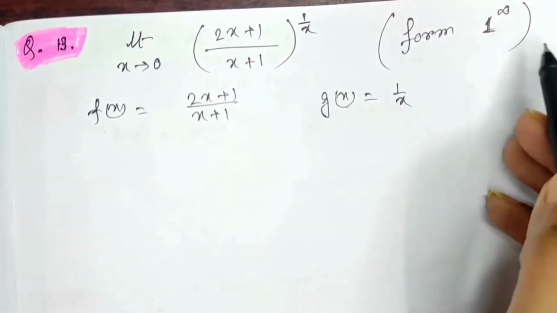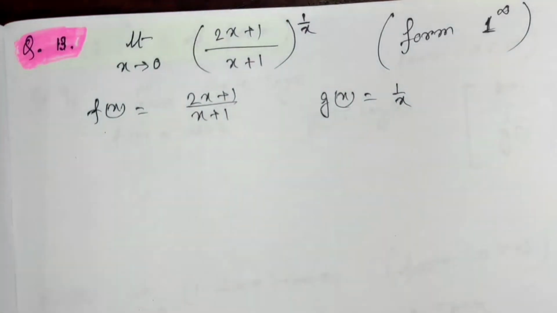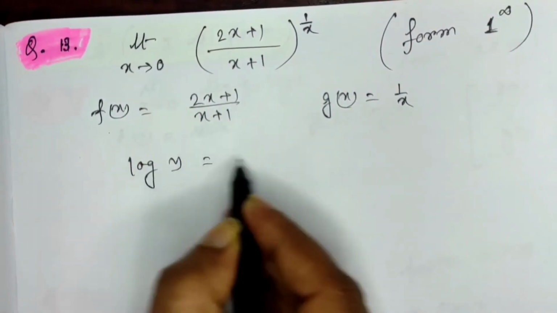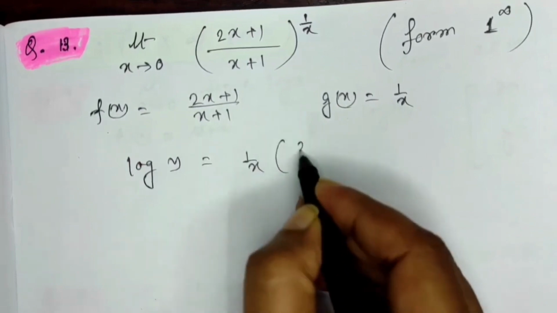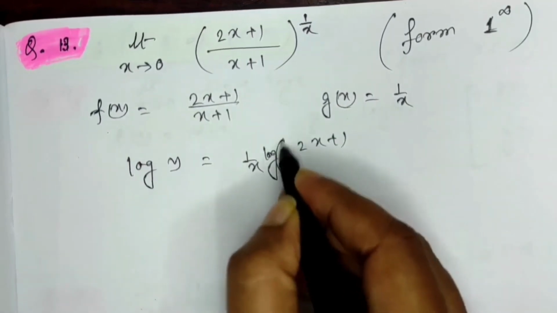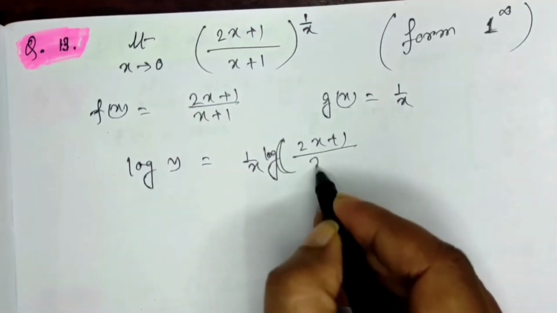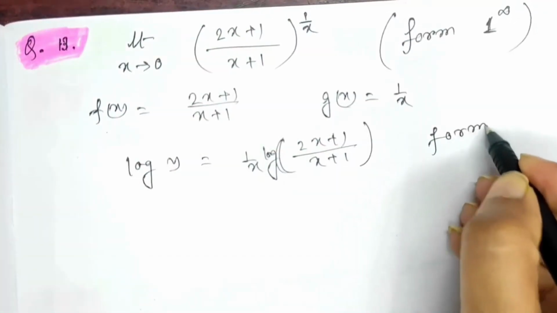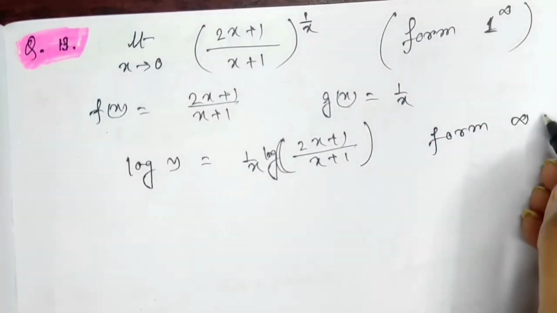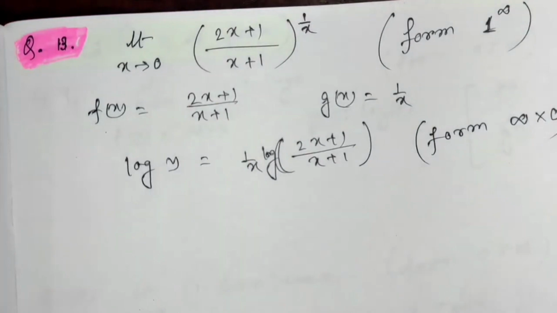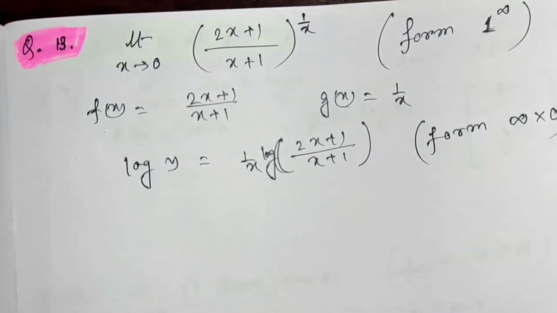If this format is given, then again we take the log on both sides, and we find log of y is equal to 1 upon x times log of 2x plus 1 divided by x plus 1. And now it is in the form of what? Yes, it is infinity into 0. So now again we can convert it into the 0 by 0 form.